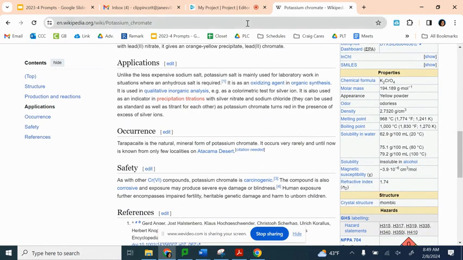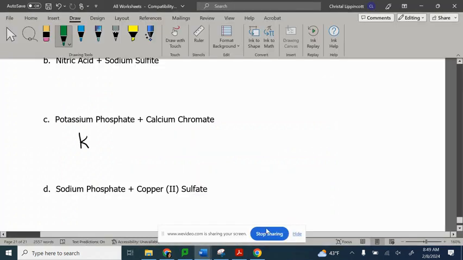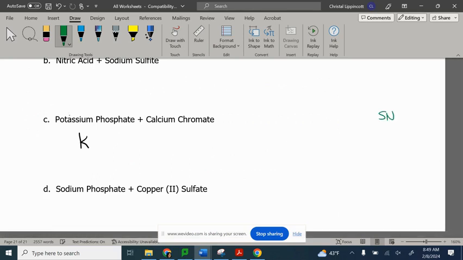So typically, when you're dealing with solubilities, if you have one of these, and you can remember this, if you're going into AP, you're going to have to memorize these. People remember it as SNAP or SNAC, depending on how you want to remember it. This stands for sodium, this is nitrate, this is ammonium, and this is potassium. So these are always soluble.